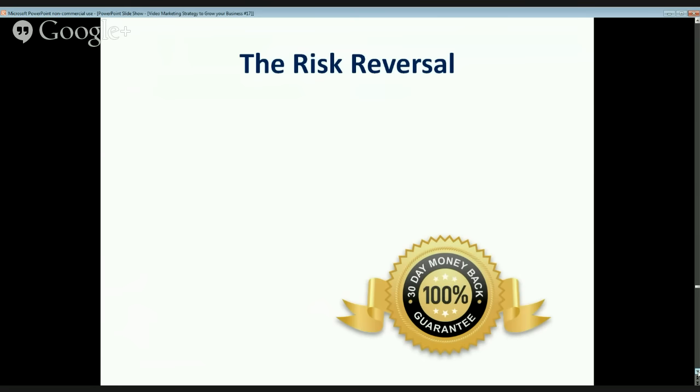The risk reversal. Okay, this is where you provide your 30-day money back, 100% guarantee. All right, so you will take the risk, not the customer. You know, online business, when someone's buying online, they're not really sure. You want to take the risk off them. It's a very risky thing to buy something that's virtual. Okay, it's easy to buy something in a shop. You can always return it. But it's very hard to return things online, right? So take that risk right away from the customer and say you will take the risk.